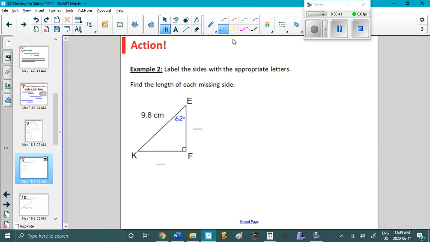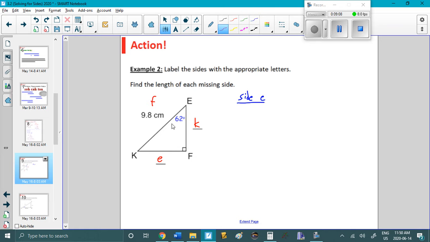Okay, so now we've been asked to label the sides with the appropriate letters and then find the length of the missing sides. So obviously this is side F. We don't need the F because it's 9.8, but I'm going to put it anyway. This is going to be K because it's opposite, and across from E is little e. Okay, so now let's go ahead and solve for a missing side. I'm going to solve for side E first, for no reason other than I looked at it first.